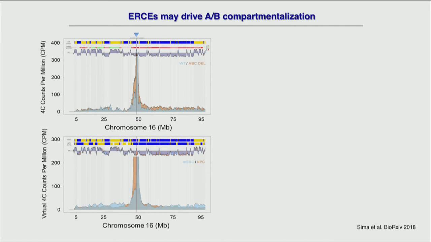And we found that ERC is also responsible for associating the domain with compartment A. We did 4C using a bait inside the DPPA domain, and you can see that the ABC deleted allele increased interaction with late replicating regions and compartment B as compared to the wild type allele, to an extent similar to the ESE to MPC difference. And this quantification shows that the switch is to about the same degree as ESE to MPC differentiation.